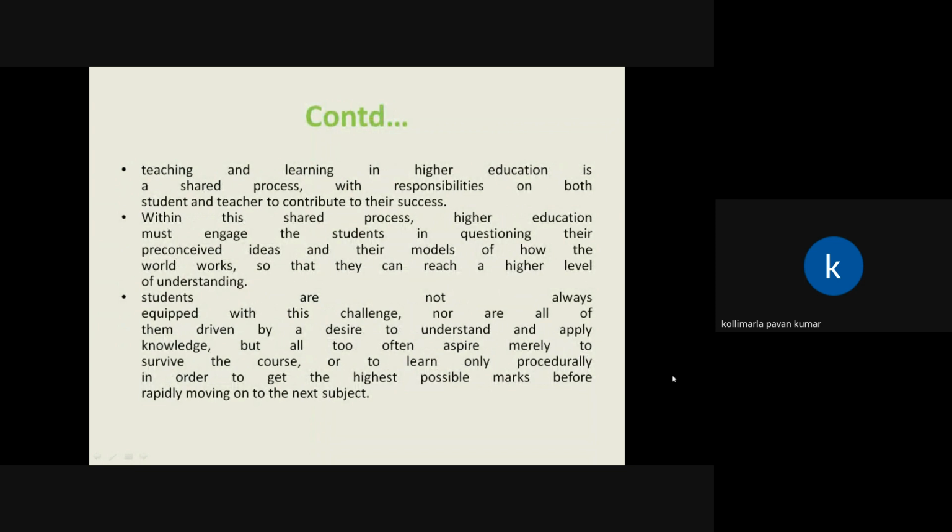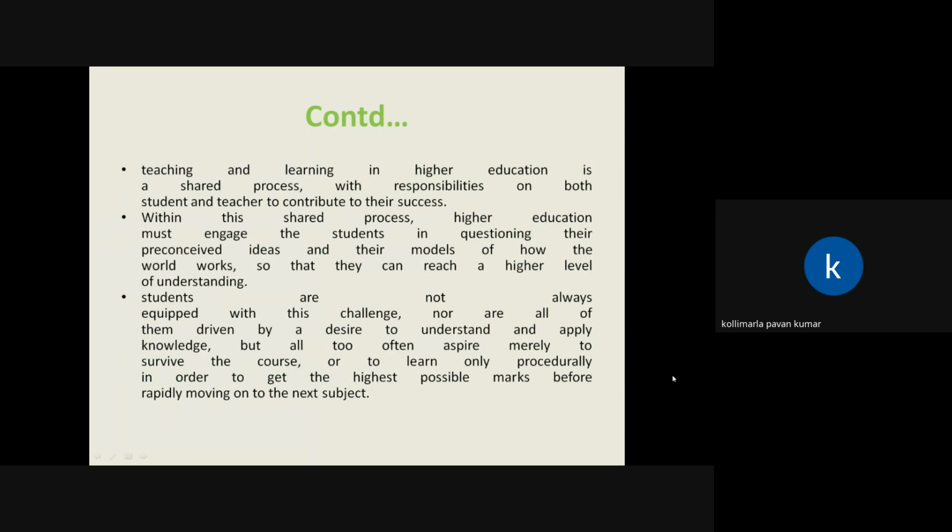Now, when we go into schooling, it is only a single-way process, where the teacher dictates and the students, as children, have to write down those notes. But when coming to higher education, it becomes a shared process. A shared process means both are responsible for contributing to the student's success, that means the teacher as well as the student.